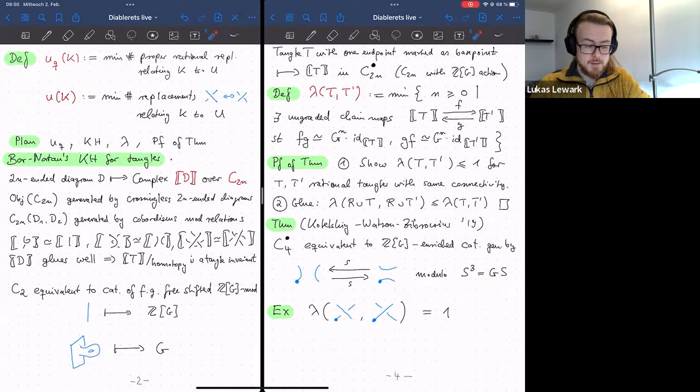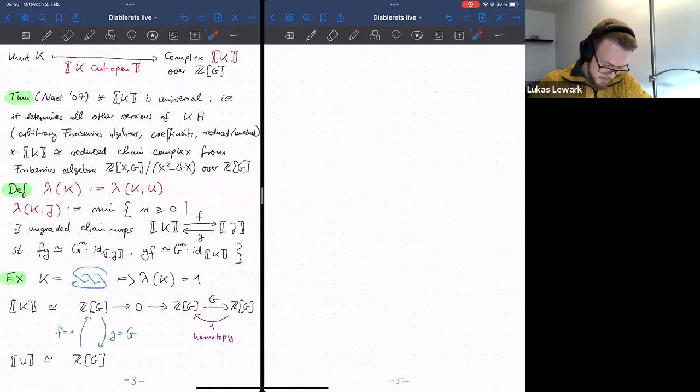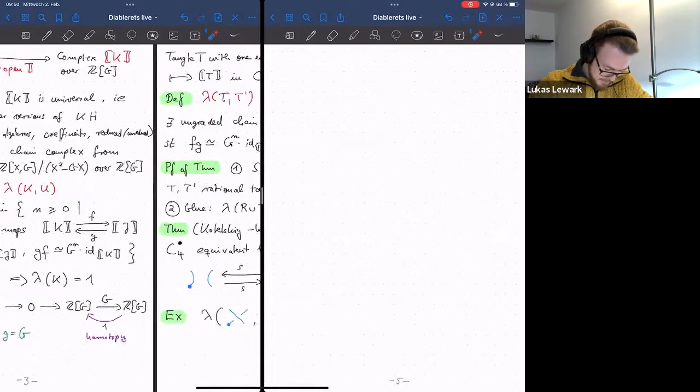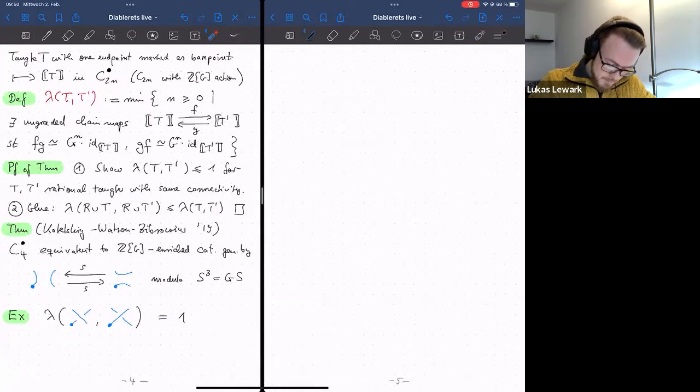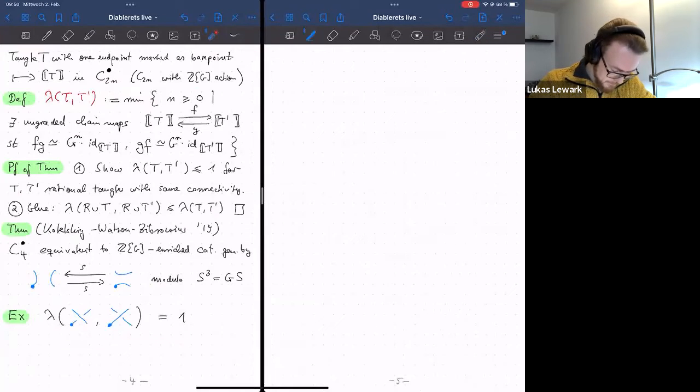Okay, so that gives us a good language to write down complexes of tangles with 4 endpoints. So let's actually do this. Let's compute this here. And that's the last thing I'm going to do in the talk.